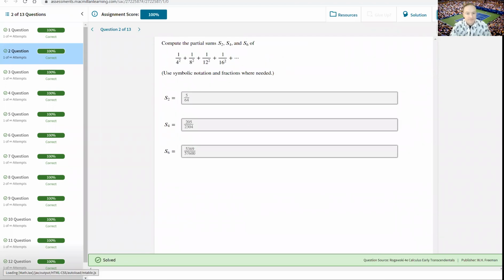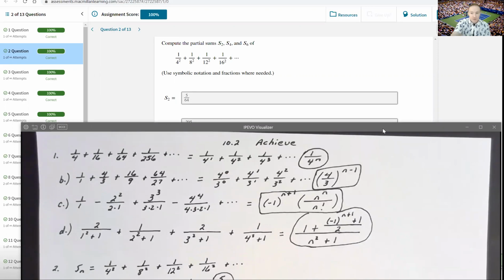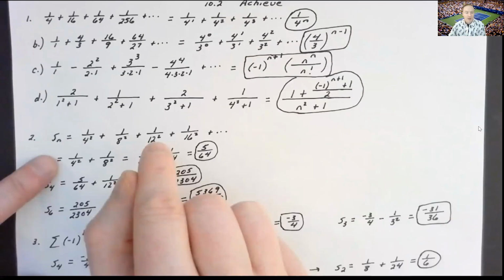Up next, we're asked to create the nth partial sums for s sub 2, s sub 4, and s sub 6. So the partial sum is just the sum of the first n numbers of the series. If I want s sub 2, that's the sum of the first 2 numbers of the series. S sub 4, the sum of the first 4 numbers.